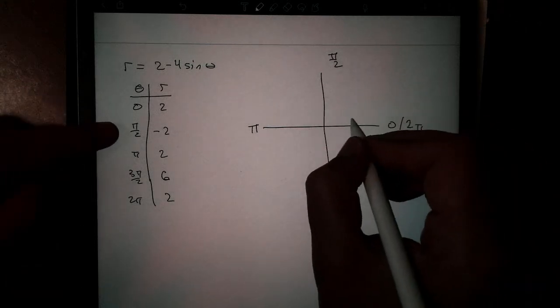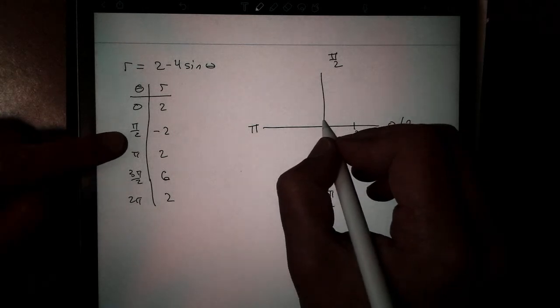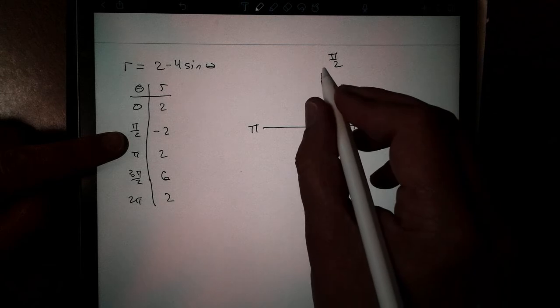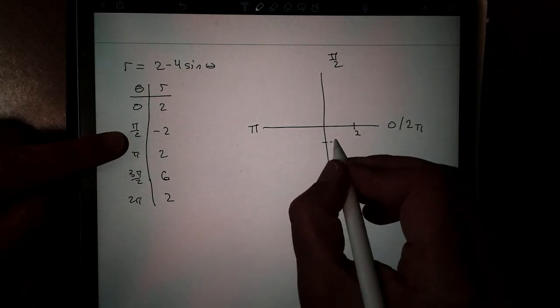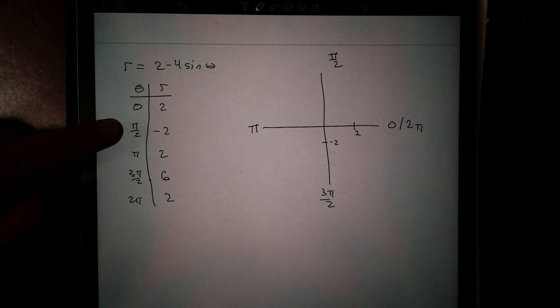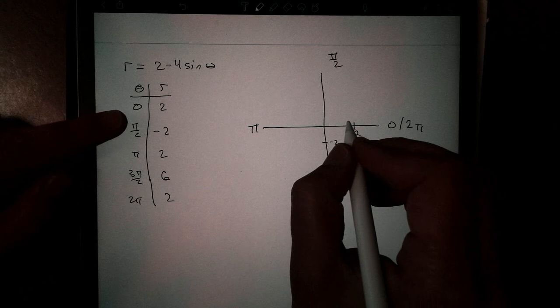At pi over 2, take a look. We are at negative 2. So I'm facing pi over 2, but I'm going to negative 2. Right there. Now we'll talk about what that means. So let's talk about this.